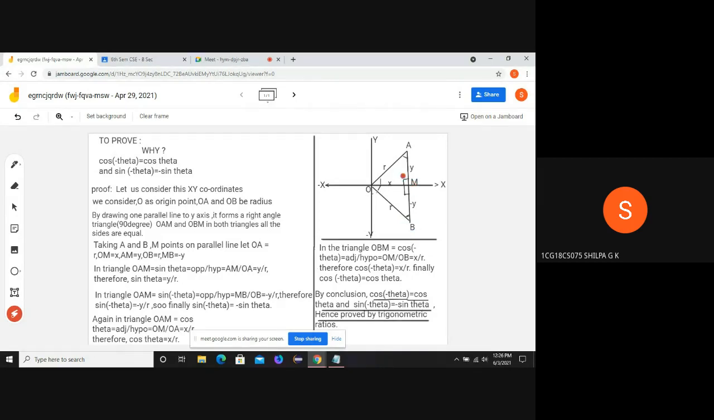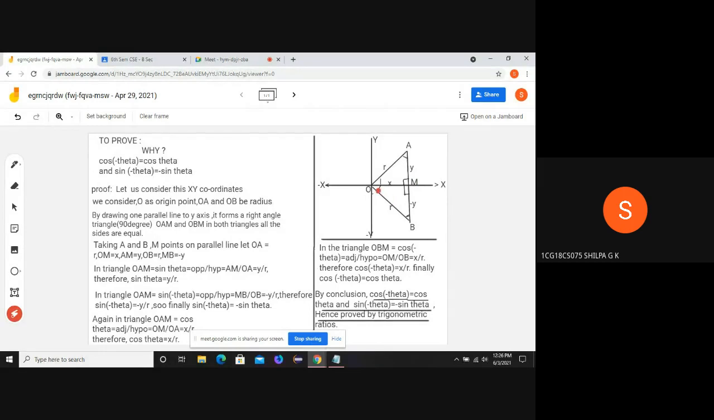Now substituting equation 1 into equation 2, we get cos minus theta is equal to x by r, where x by r means cos theta. So cos minus theta is equal to cos theta. Hence it is proved. Next, in the triangle OAM, sine positive theta is opposite by hypotenuse, which means AM divided by OA, which is equal to y by r.